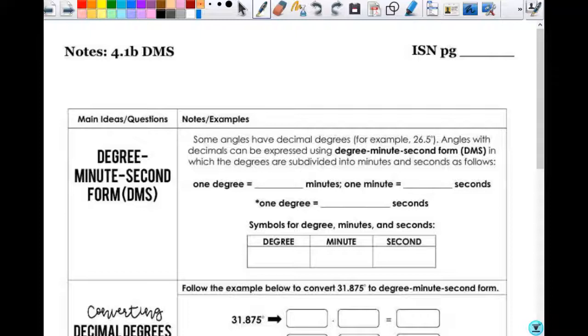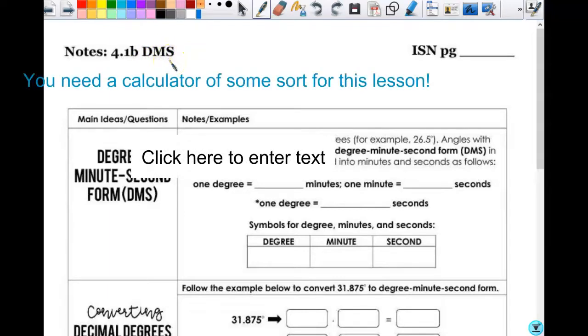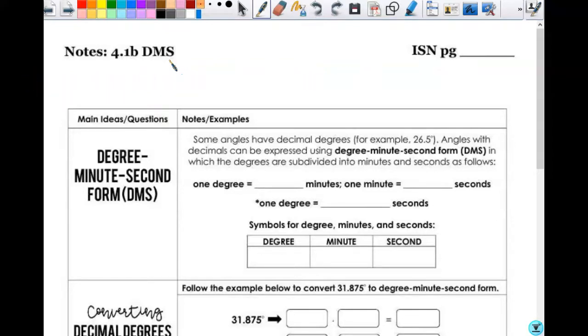Okay, today's lesson is on degrees, minutes, seconds. That's what this DMS means. And we're going to look at converting from decimal degrees into degrees, minutes, seconds. So before we do that, I'm going to show you a short video that kind of explains how they work in regards to GPS coordinates.